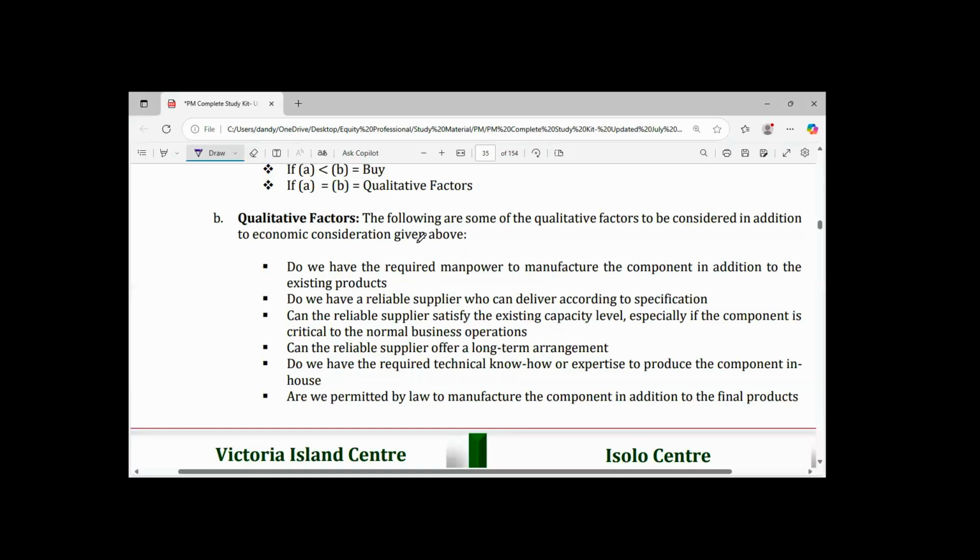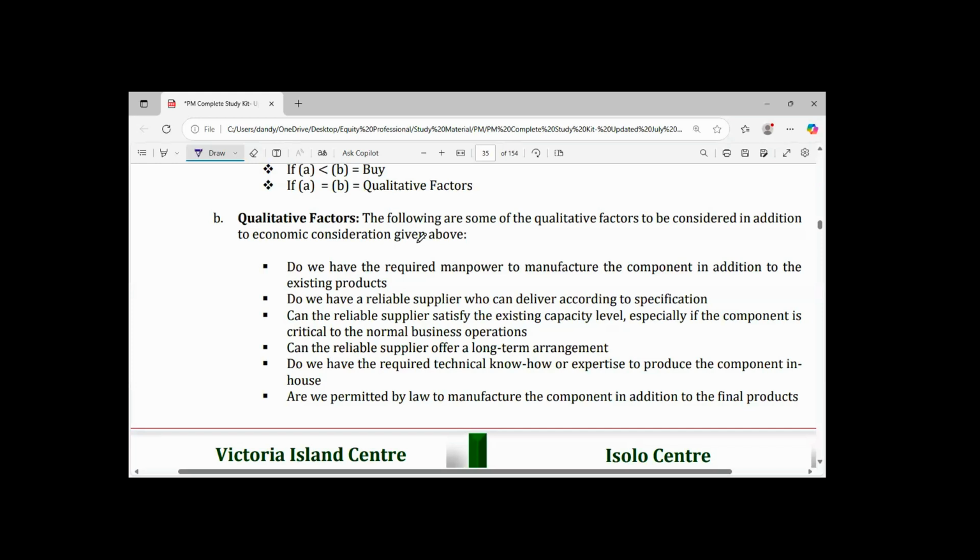We said that make or buy decision is a decision that is usually taken when a company is contemplating whether a particular raw material, sub-assembly, or component required for the manufacturing of the company's final products should be manufactured internally or contracted to an outside supplier. A company wants to know whether a raw material, sub-assembly, or a component required for its final products should be produced internally or contracted to an outside supplier.